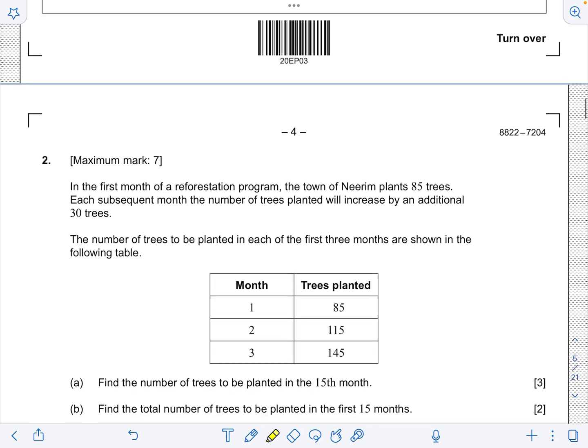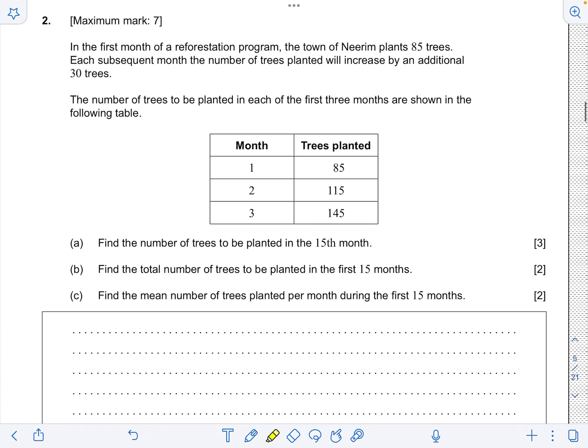Moving on to number 2. We have a table here with some information about trees that were planted. In 1 month, there were 85 trees planted, and then every month after that were 30 trees per month. We are finding the number of trees to be planted in the 15th month. And this, you could just add 30, 12 more times and figure it out by hand. But we can use an arithmetic sequence, since there are 30 trees being added each month.